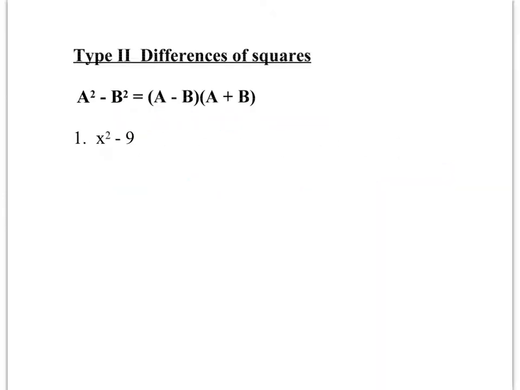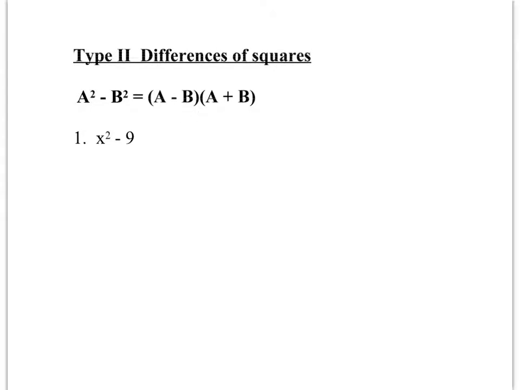Okay, let's talk about type 2 of factoring, looking for special products. The first one is differences of squares. The model is a squared minus b squared is equal to, now be careful here, a minus b times a plus b. We call these, of course, conjugates, which we've talked about. So a squared minus b squared factors to a minus b times a plus b.